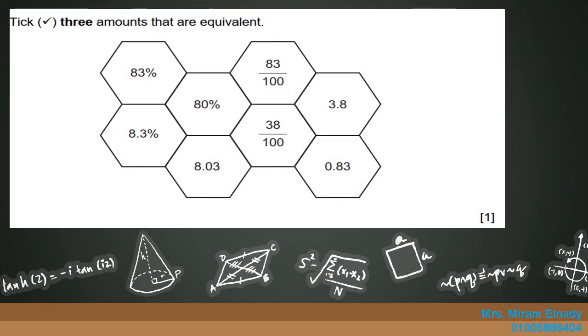We need to check three amounts that are equivalent. Looking here, you can see 83%. What equals 83%? We said before that percent means over 100, so 83 over 100. And if you want to write it as a decimal, it will be 0.83.